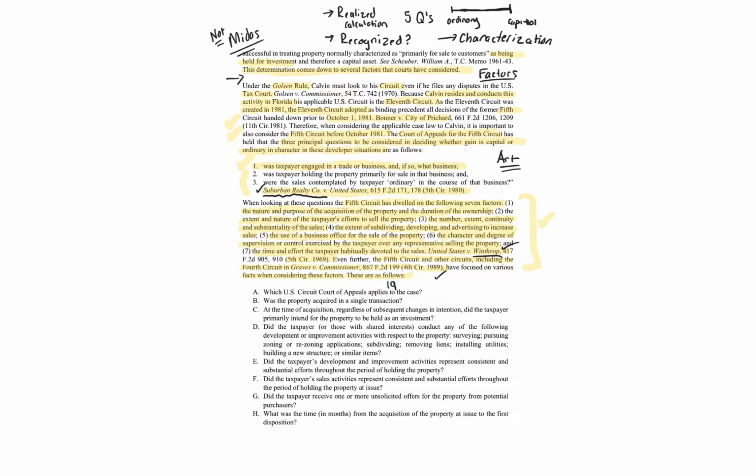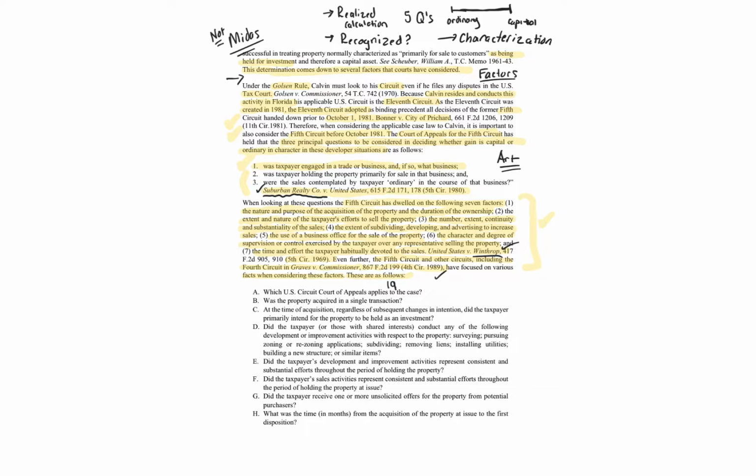Okay, D, did the taxpayer or those with shared interest conduct any of the following development or improvement activities with respect to the property? Surveying, pursuing rezoning applications, subdividing, removing liens, installing utilities, building a new structure, or similar items. The idea is that the more of these items, the more likely it's ordinary, because again, you're doing things that are seen more like a developer, where you're turning around these properties and selling them as parcels to people who are going to build on.